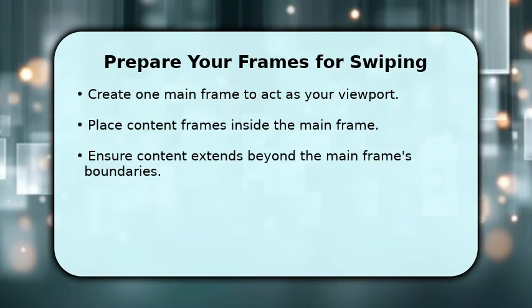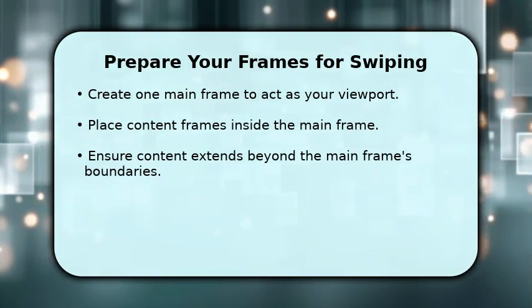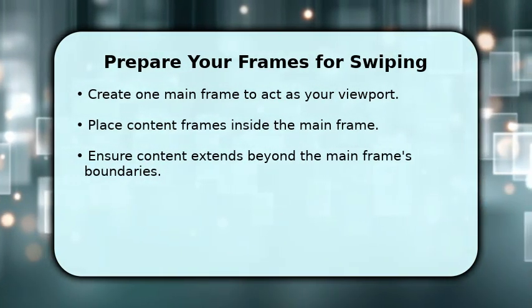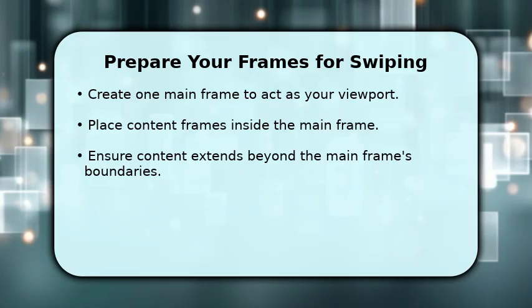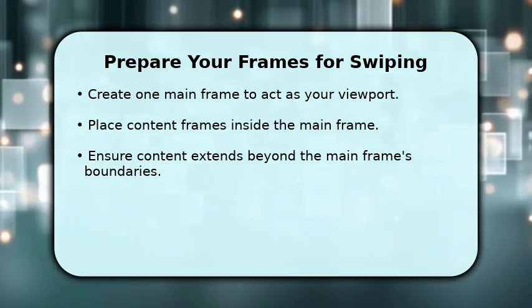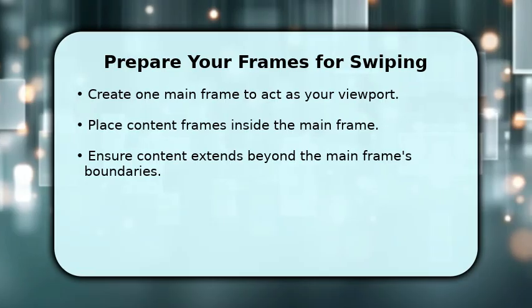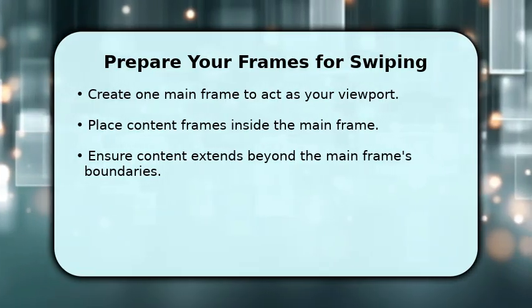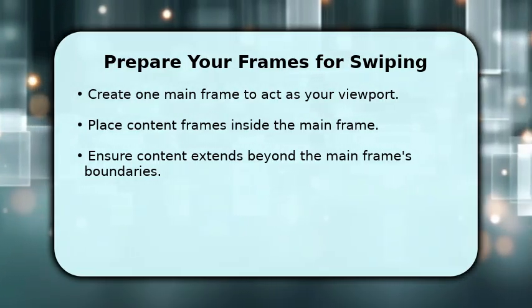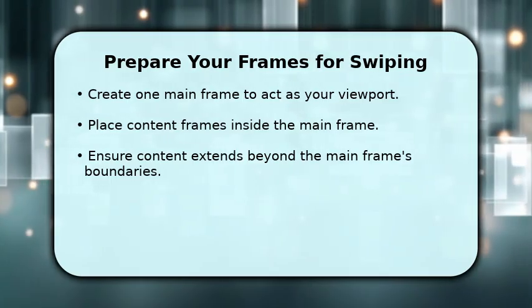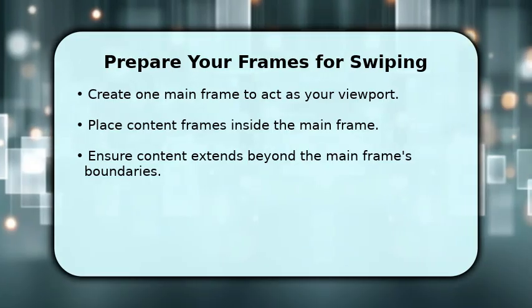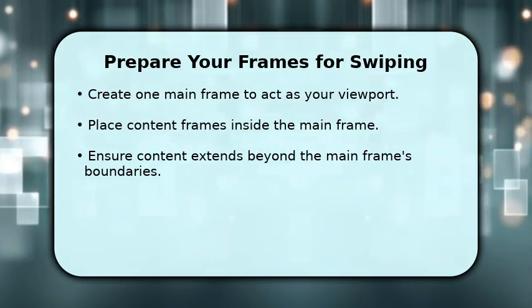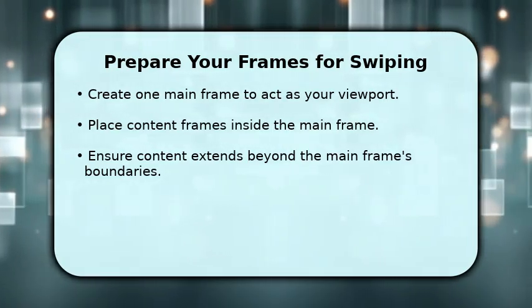First, let's prepare your design canvas. Begin by creating one main frame, which will serve as your viewport. Inside this main frame, place all the content you want to be swipeable, such as multiple cards or images. It's crucial that this inner content extends beyond the boundaries of your main frame, either horizontally or vertically, depending on your desired swipe direction. This overflow is what allows the swiping motion to occur, revealing hidden elements as users interact.